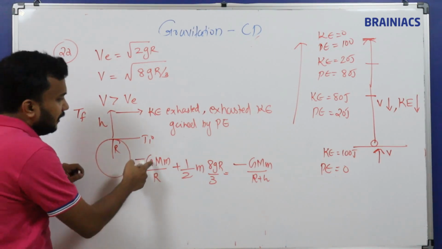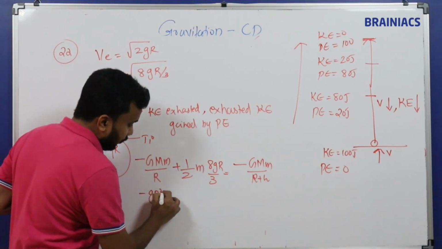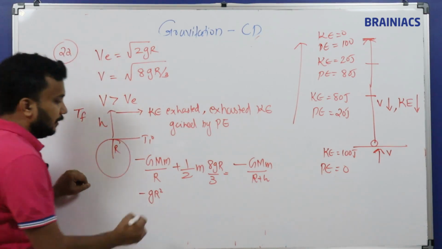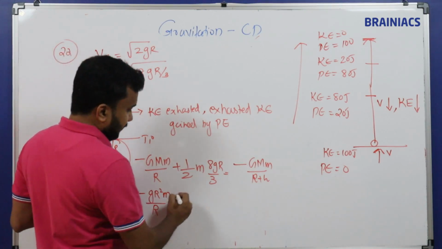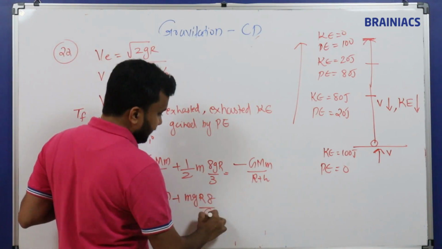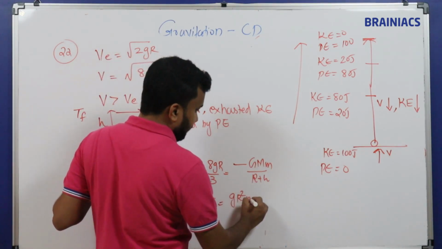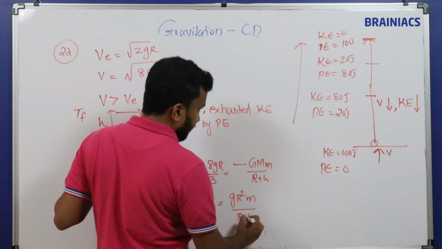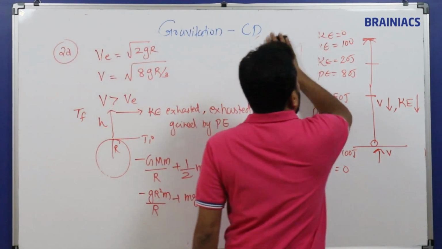Now we'll solve this one. We know GM is equal to gR square. So minus gR square m divided by R, plus half m times 8gR by 3, equals minus gR square m divided by R plus h. Okay, so I have to clear that area. Now we are simplifying these terms over here.